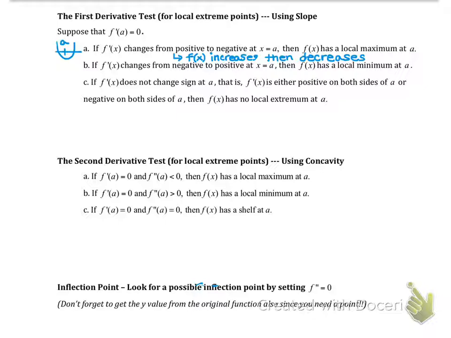And then if the first derivative was negative to positive, then there's a local minimum because the original function decreases and then it increases. And then the final thing is if there is no change of the sign, whether it's either positive on both sides or it's negative on both sides, then there is not a local extremum, and it would look something like that.